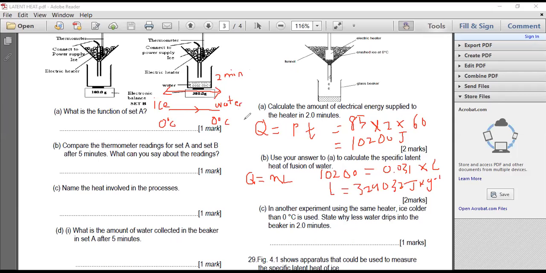Now if you use ice cooler than 0, let's say the temperature of the ice is -4 degrees Celsius. First you need to increase the temperature from -4 to 0 degrees Celsius. After that, only then do you melt it to 0 degrees Celsius water.